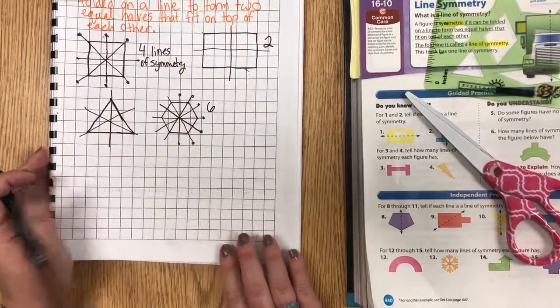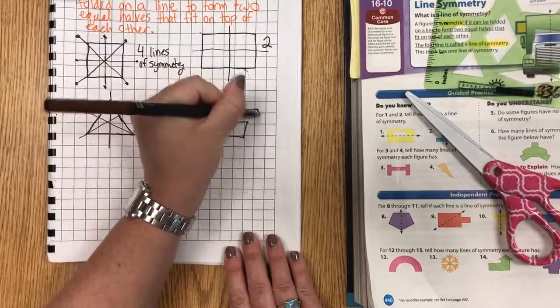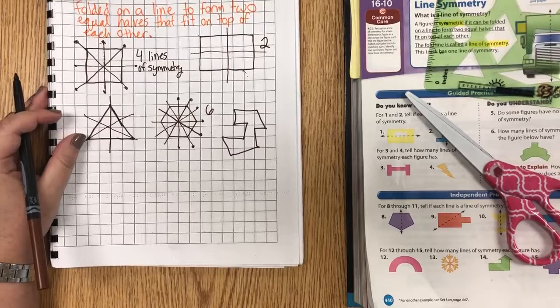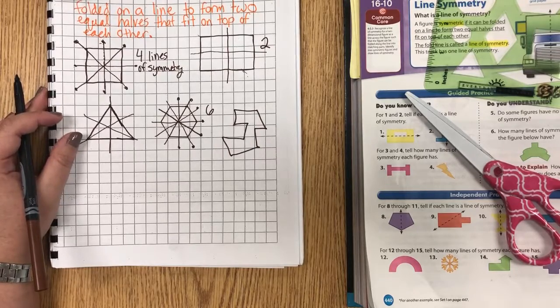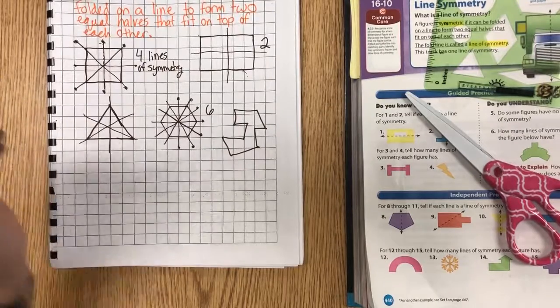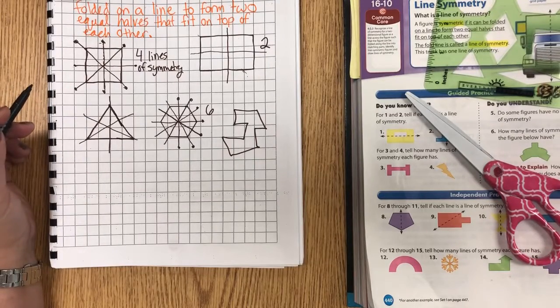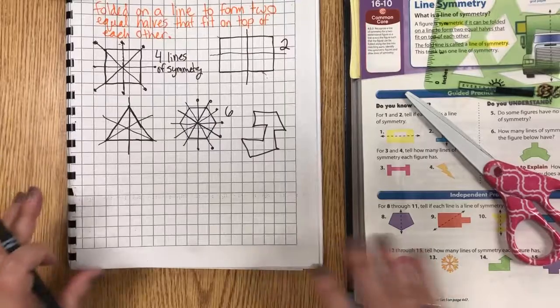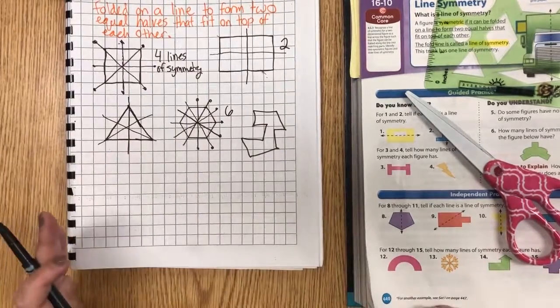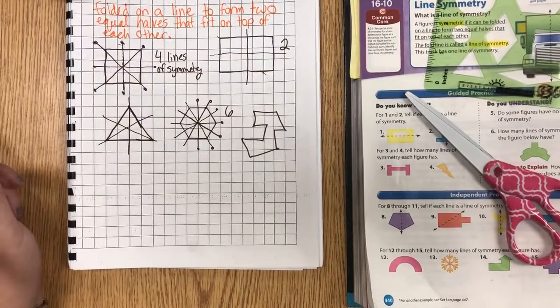What if I have a shape like this? Does that have any lines of symmetry? No, that does not. That is some weird little polygon doing its own little thing. It has no lines of symmetry. So you have to think in terms of, can you have a mirror? If I were to hold up a mirror to it, it would reflect the other side.